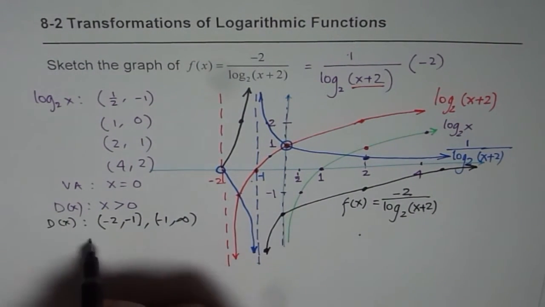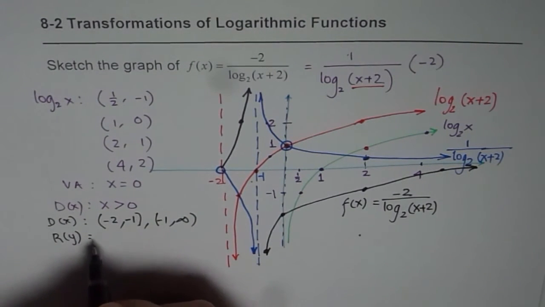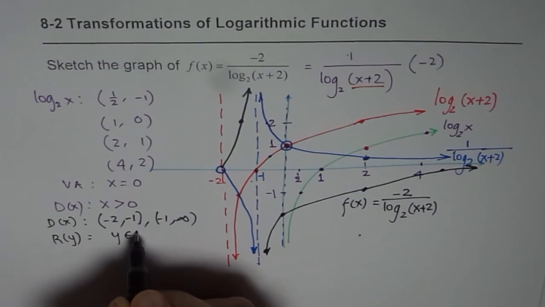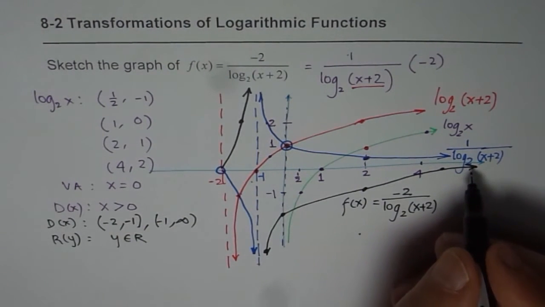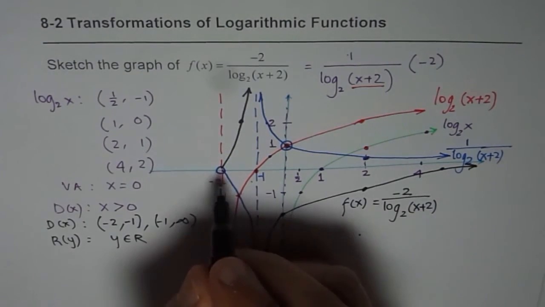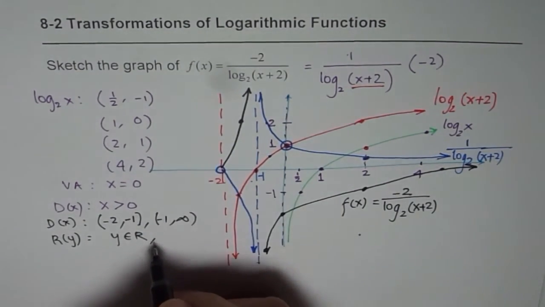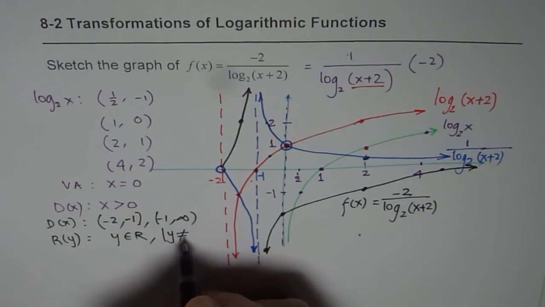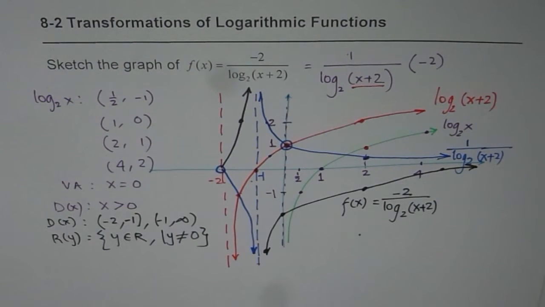So that becomes the domain for the function, and the range for the function is y belongs to real numbers, since all the numbers are included except 0. At 0 we have a hole. Do you see that? And y is not equal to 0. So that becomes the range for this particular function, right?